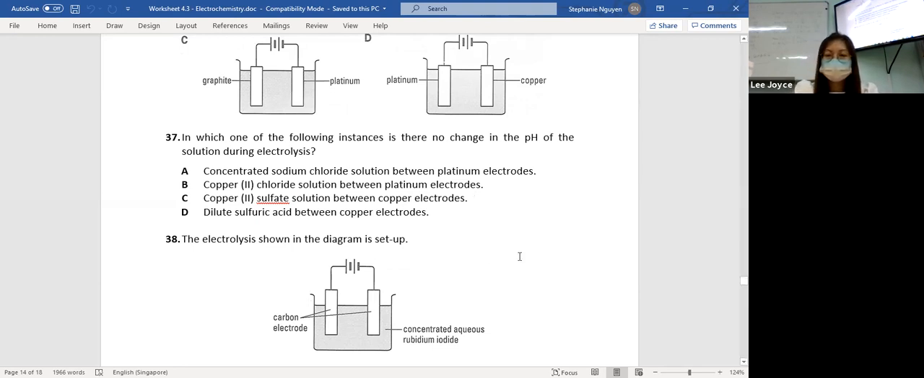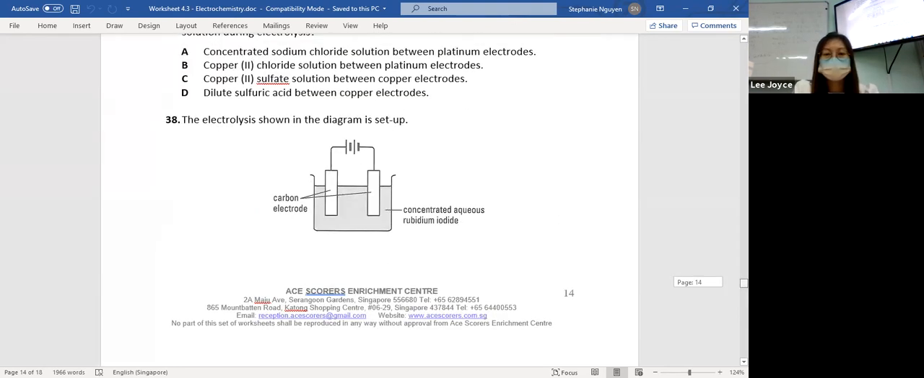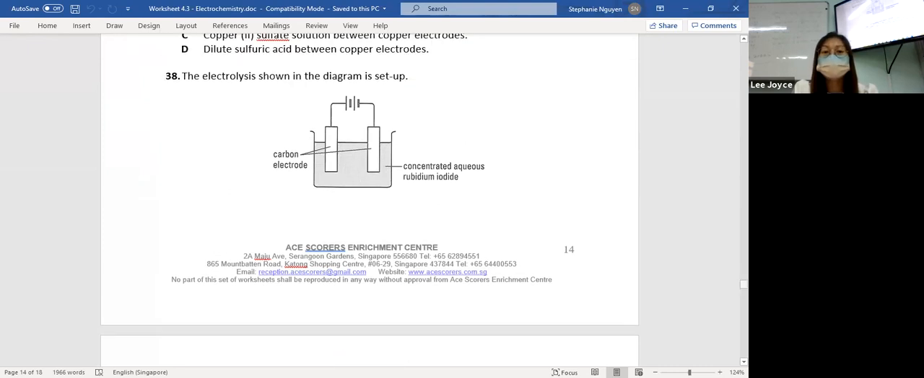The next question. 38. Rubidium is a group 1 metal, so it's even more reactive than the sodium metal. So you don't expect the rubidium ion to be discharged. So in this setup, we have both carbon electrodes, which are the inert electrodes. Therefore, at the anode, we have the iodide ions discharged because of the concentrated solution. At the cathode, the H+ ions will be discharged.